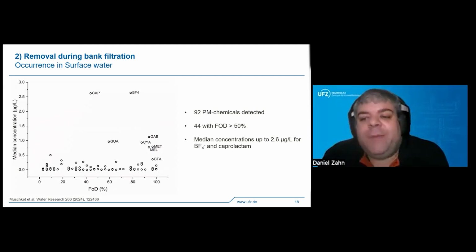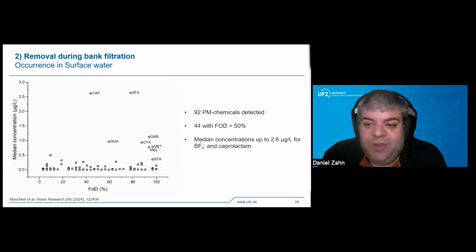However, there were two chemicals we detected in really high concentrations, up to 2.5 microgram per liter, not as maximum concentrations, but as median concentrations in surface water. Those were caprolactam and again, the BF4.